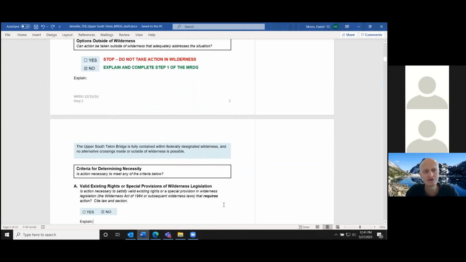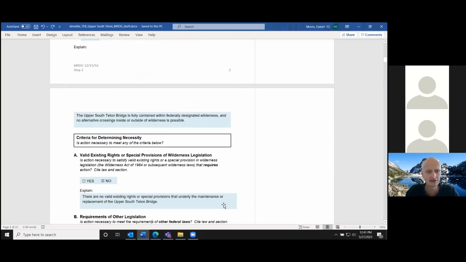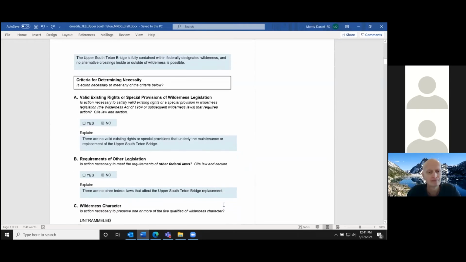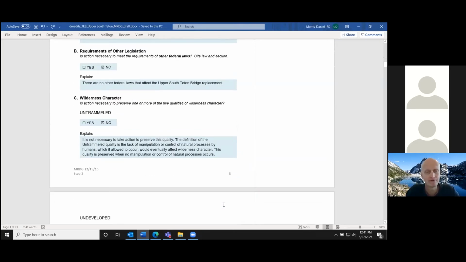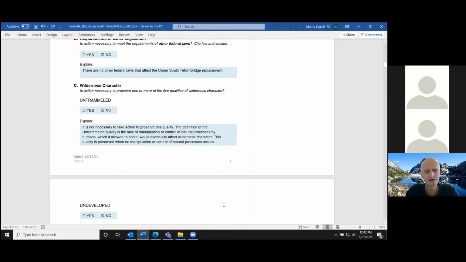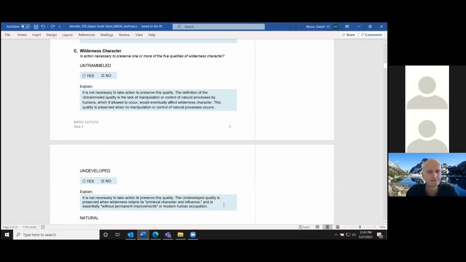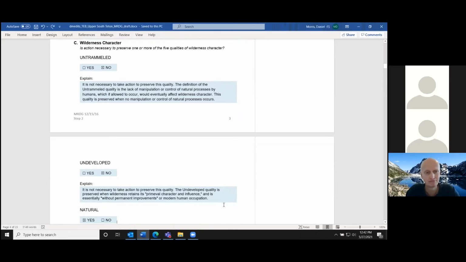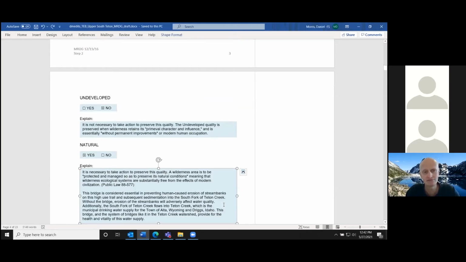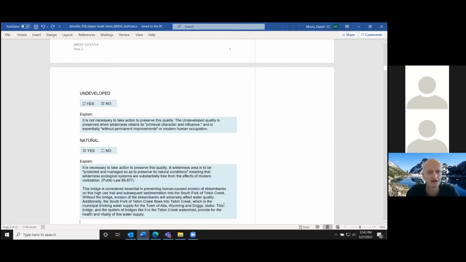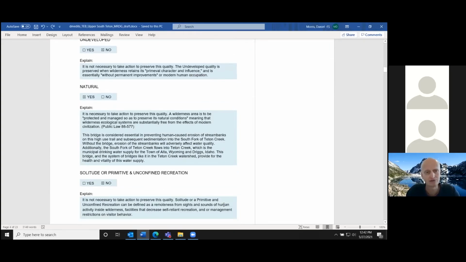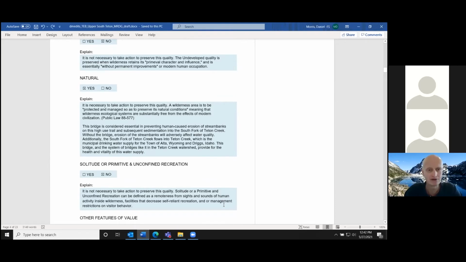So options outside of wilderness. This bridge is located in wilderness. That's pretty straightforward. There's no other legislation or special provisions that require us to act. So we have to fall back to, is there a component of wilderness character that makes it necessary to act? So untrammeled, we don't need to do this to protect untrammeled, don't need to do anything to protect undeveloped, but natural is where they're placing their argument.